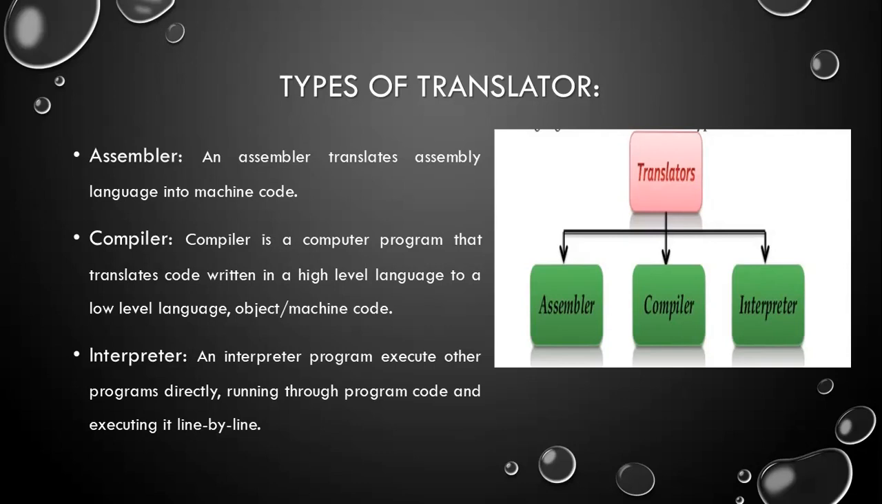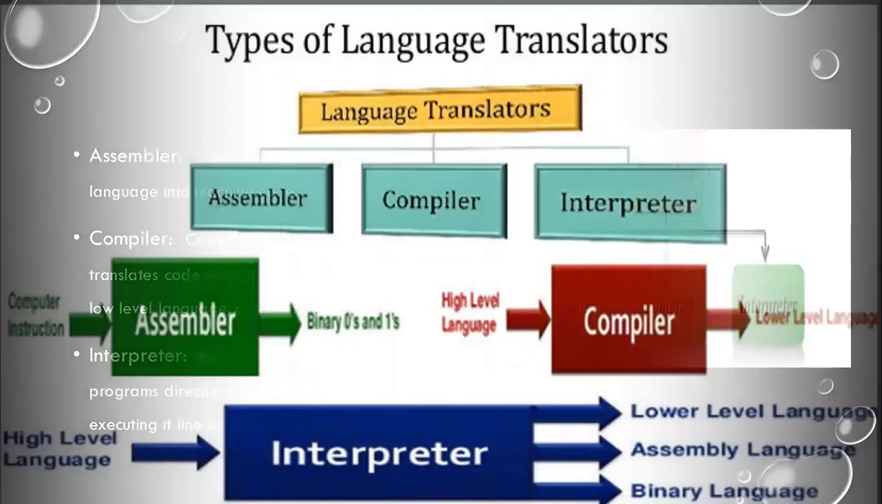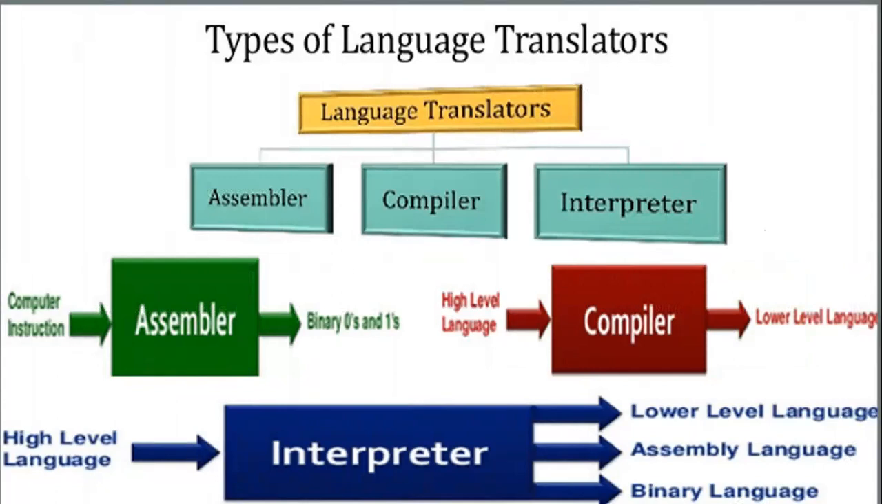Now, the interpreter. An interpreter program executes other programs directly, running through program code and executing it line by line. So an interpreter translates one statement of a program at a time. It just converts that code into computer language line by line, or statement by statement. In this slide, we can see the types of translators briefly explained.